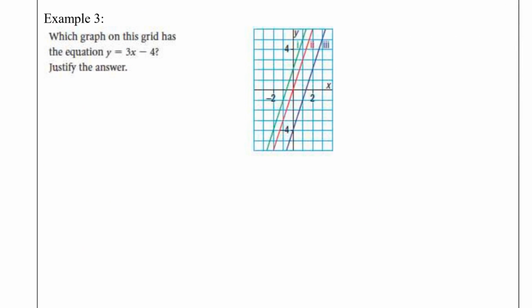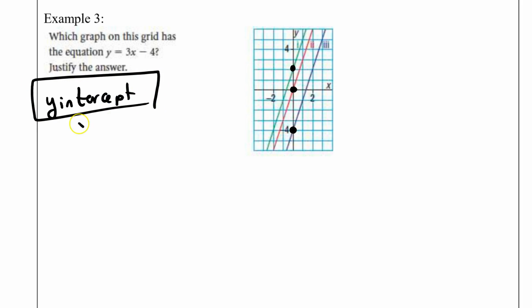Example number 3. Which graph on this grid has the equation y equals 3x minus 4? Justify your answer. What's wonderful about all of these graphs is that they all have distinct points. So what I'm going to do is just look at the y-intercept. So that means I'm going to substitute x equals 0.